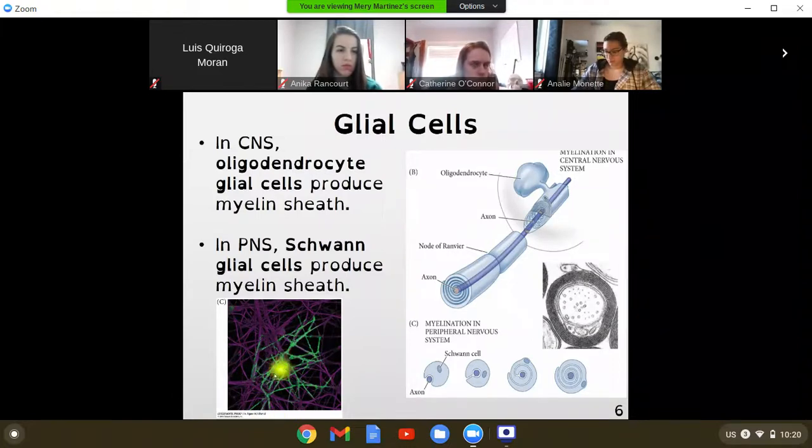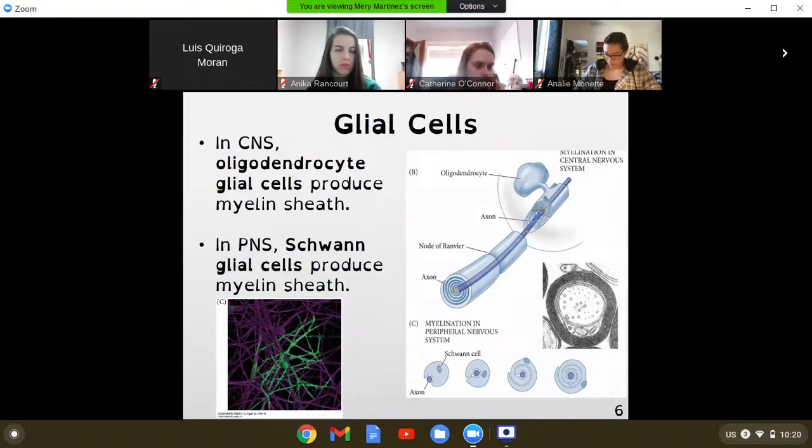Now, in the peripheral nervous system, the cells are what we call the Schwann cells. So there are 2 different types. In the central nervous system, the oligodendrocytes cover and produce the myelin sheaths, but in the peripheral nervous system, these are the glial cells that produce the myelin sheaths.